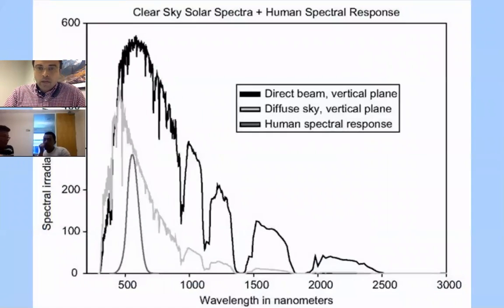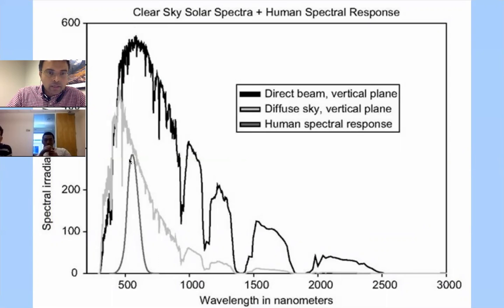So one important thing to realize, which is actually the answer to our question, is plotted here. This is the direct sunlight spectrum shown in black. The light curve here is the diffuse sunlight spectrum, and you can clearly see most of the diffuse light is in the shorter wavelengths, even though the energy is smaller.